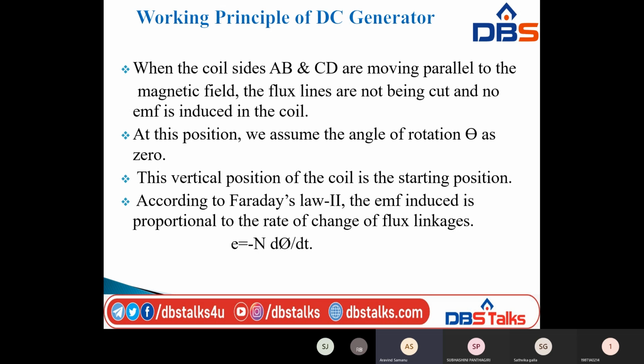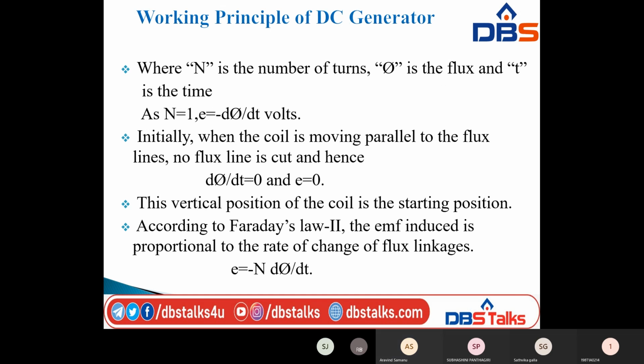Assume that N is equal to 1, that is the number of turns is 1, that means E is equal to minus d phi by dt volts. Initially, when the coil is moving parallel to the flux lines, as I already said, no flux line is cut.